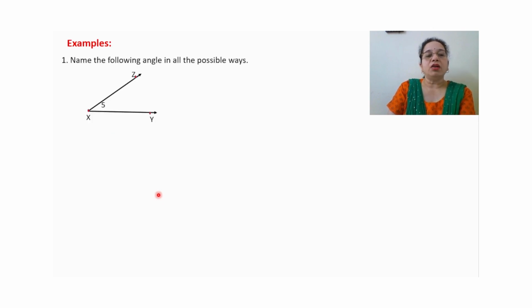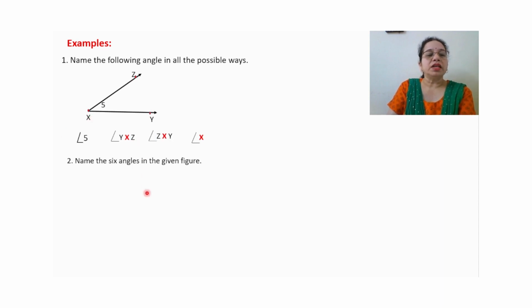Name the angle in all the possible ways. The first way is using a single letter, that is the vertex, so angle S. Then using this number, that is angle 5. Using three letters, angle ZXY, or we can say angle YXZ. The vertex will always be in the middle.